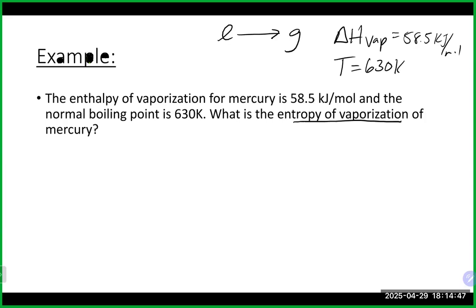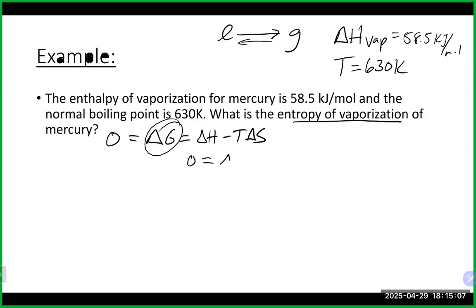And this is 630 instead of 373 for water. So this is our delta G equals delta H minus T delta S. This is at equilibrium, right? As we're doing a phase change, that means our delta G will equal 0. This is how we get to our rearrangement. We're going to bring that to the other side. T delta S is equal to delta H. Delta S would equal our delta H divided by our T. Once again, no negative here in this case.